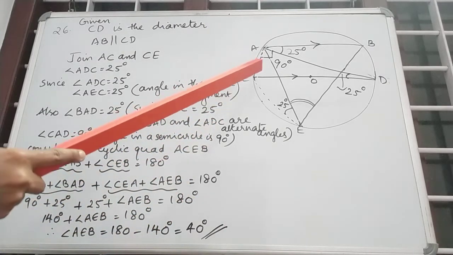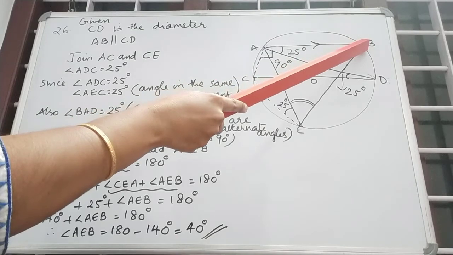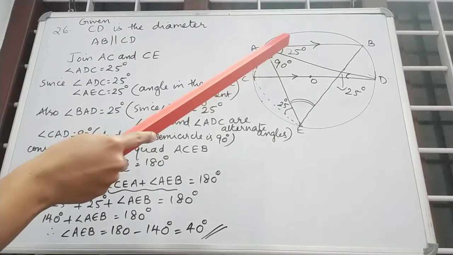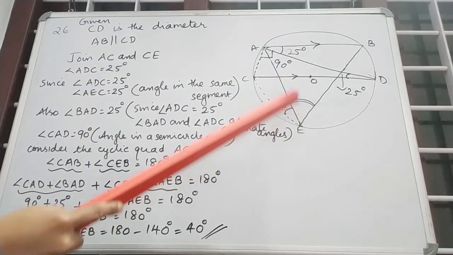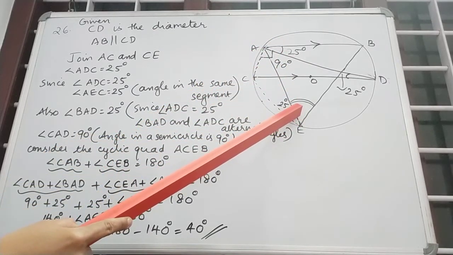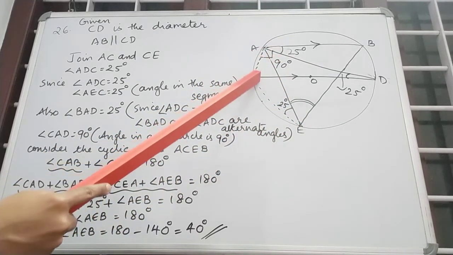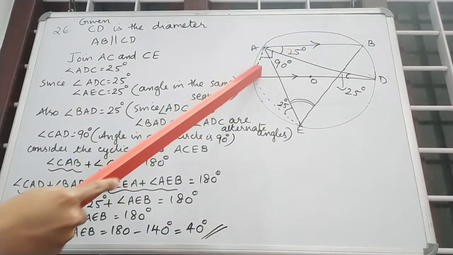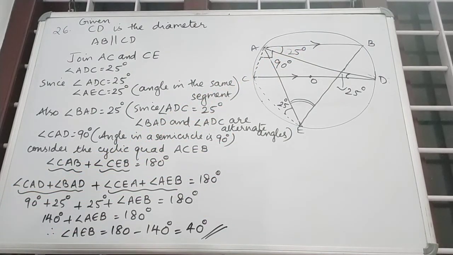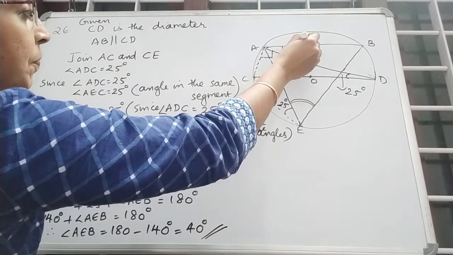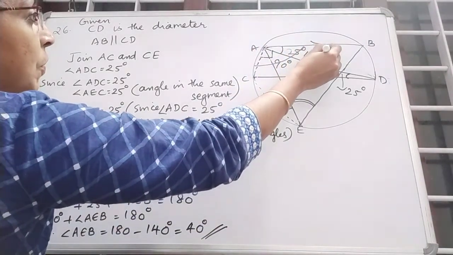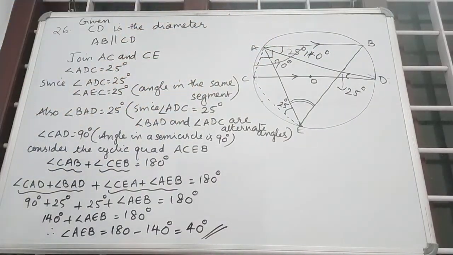Once again, CAB plus angle CEB is equal to 180 degree, because we are considering the cyclic quadrilateral. Opposite angles of a cyclic quadrilateral are supplementary. We know this full angle, that is angle CAB. So CAB is what? 90 plus 25. This total angle will be 90 plus 25, which is equal to 115.